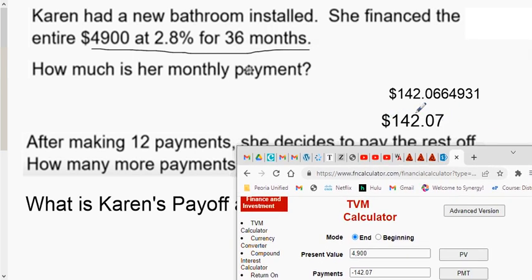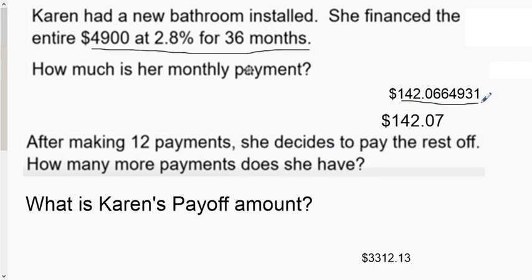Now, if you do this in a calculator, it's going to give you this number here, which is more accurate, and it would then round to 142.07. Now, what happens, though, is Karen makes her 12 payments, and then she says, hey, I came into some money. I want to pay the whole thing off. So we want to know what's her payoff amount? How much would she write a check for so she doesn't owe anything else? What we have to first answer is how many more payments does she have? She's made 12 and she was going to do 36. That means she still has 24 payments left.